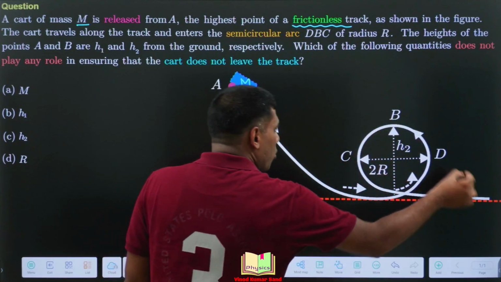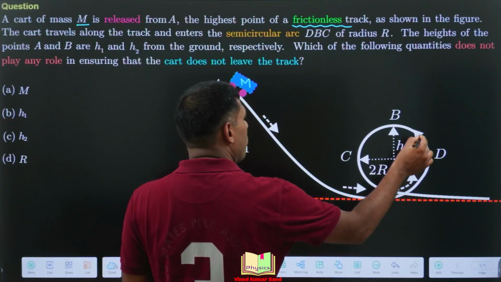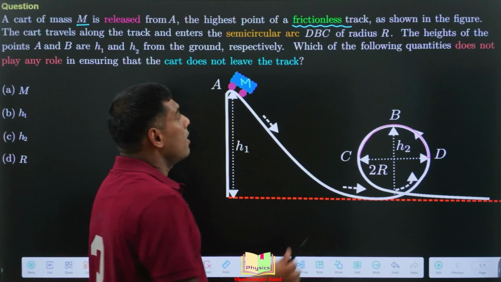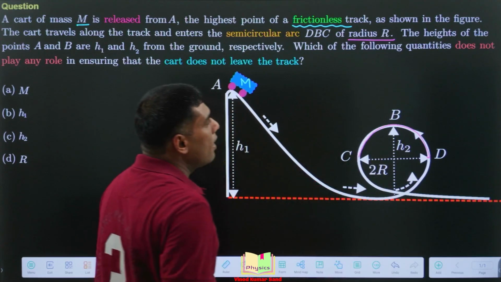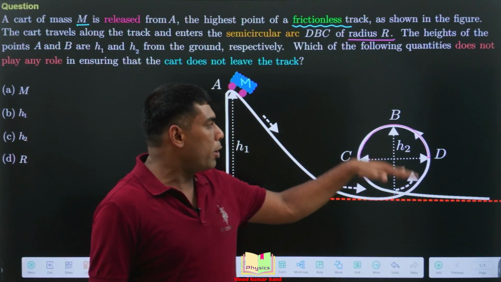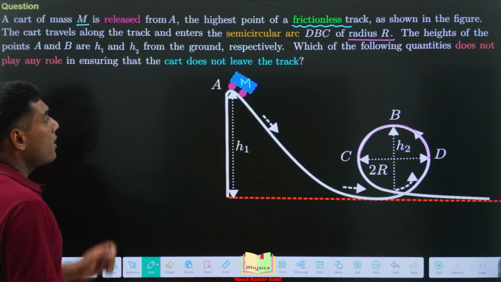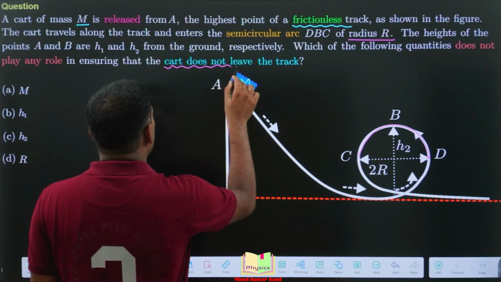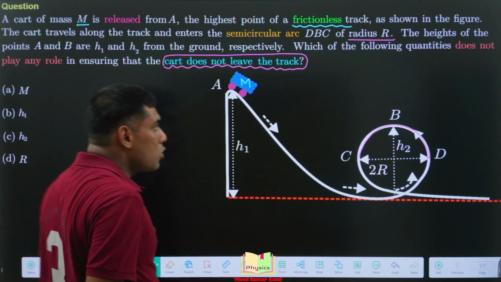Question says this part is the semicircle, part starting from D and then up to C. This part is a semicircle and the radius here is given as R. The height of point A is h1, the height of point B is h2 above the ground. And the cart is never leaving the track.